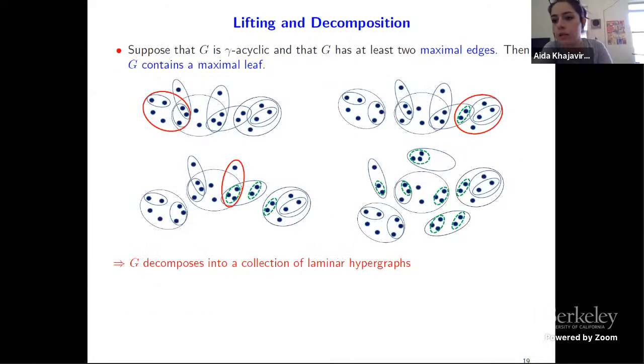The other direction is using the decomposition argument. Okay, so I'm looking at a gamma acyclic hypergraph. I have a leaf.